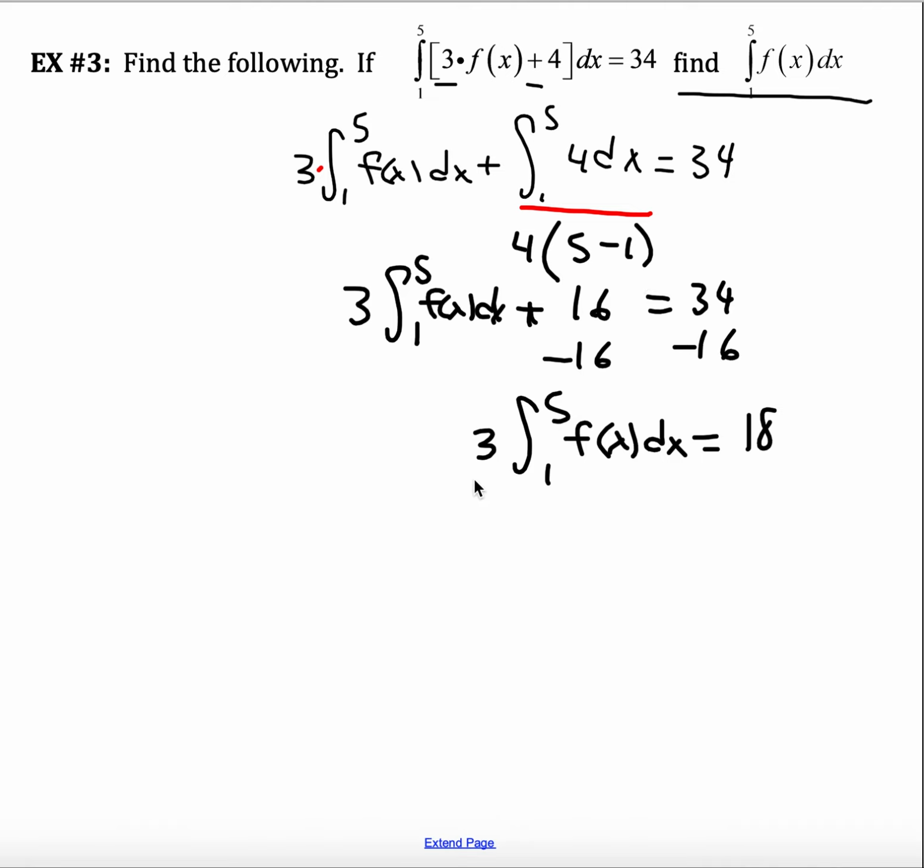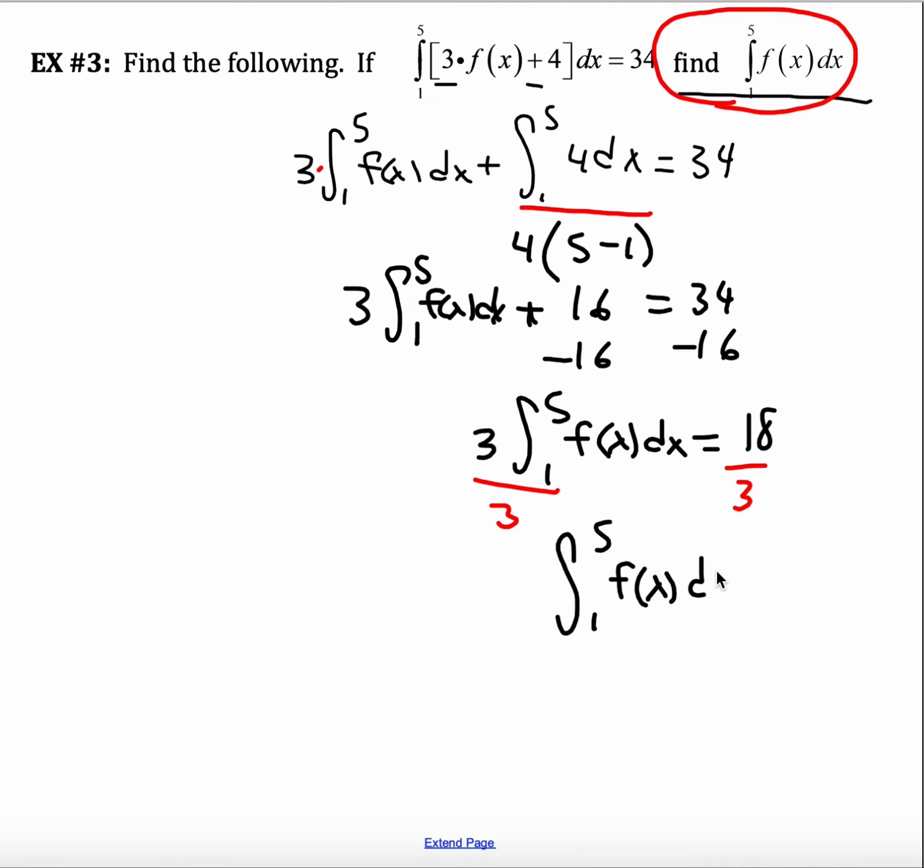Again, I want to get rid of that 3 because our question is asking us to find this integral by itself. By doing that, we're left with just the integral from 1 to 5 of f of x dx with respect to x, and that's going to be equal to 6. So just a little algebra, using your properties. You've probably done this before with other types of functions, other properties of exponents, of logarithms, composite functions, and so forth. So same idea.